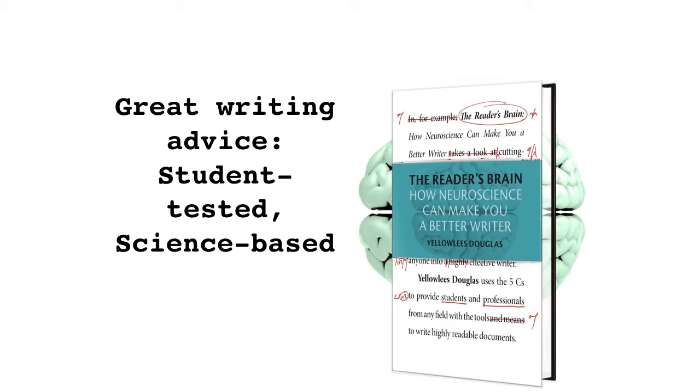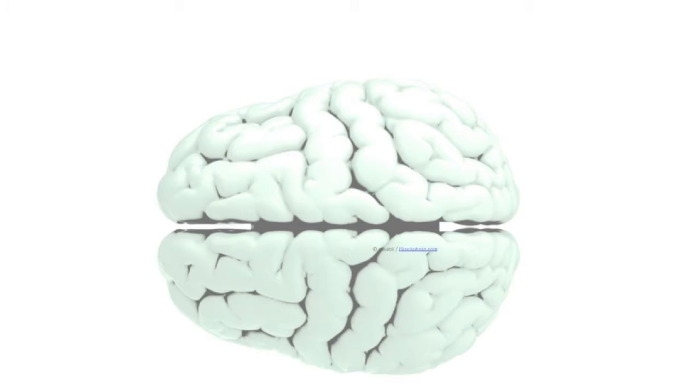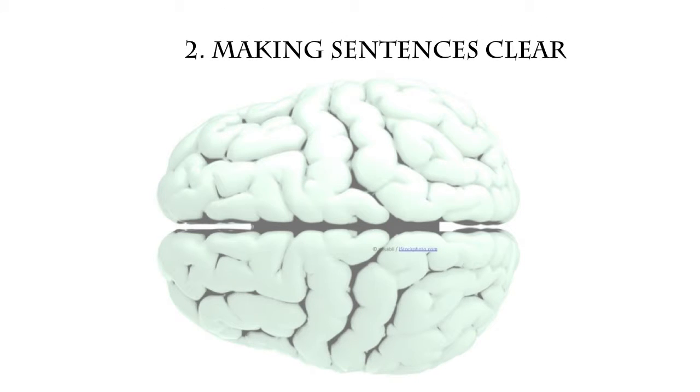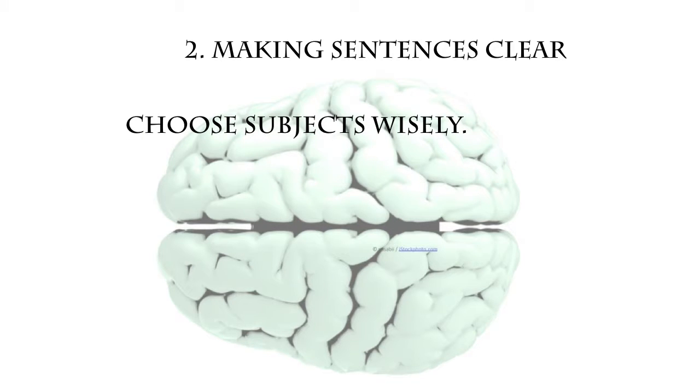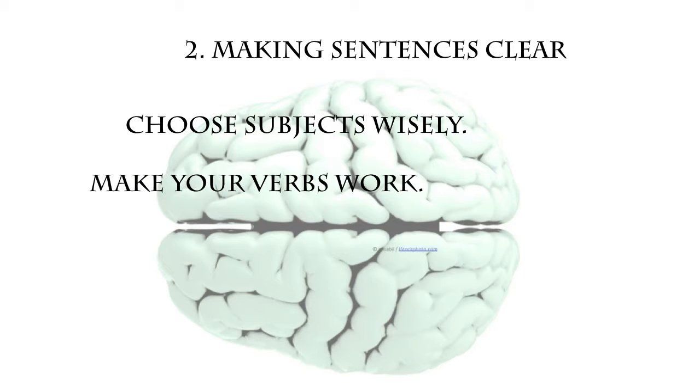Welcome to the neuroscience of writing advice that's clearly explained and backed by decades of science. Here, we look at two components vital to making your writing easy to read and highly effective by choosing how to begin your sentences with nouns that have impact and how to get maximum usefulness from your verbs.